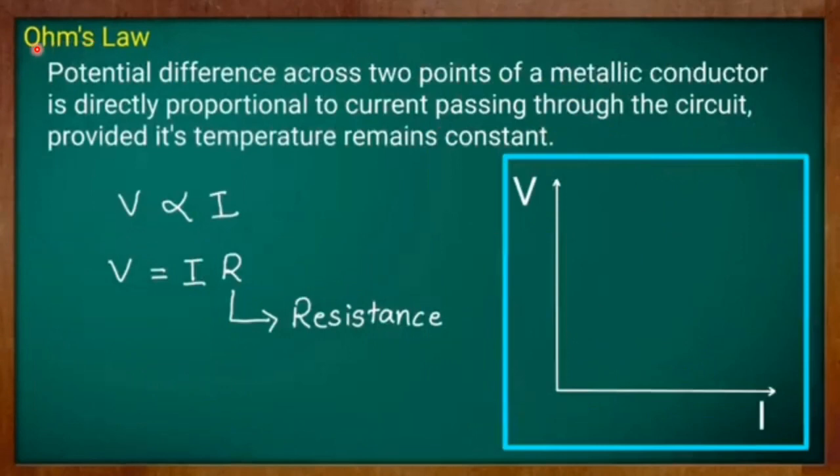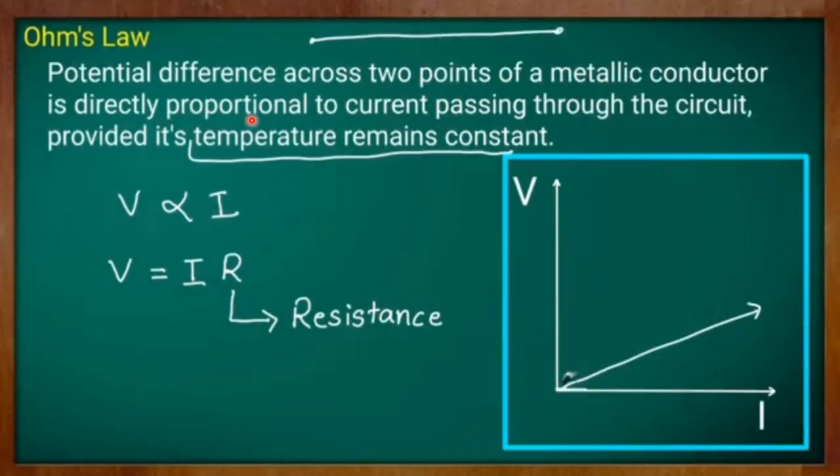Now let us state Ohm's law. The statement of Ohm's law will be like this. The potential difference across 2 points of a metallic conductor is directly proportional to the current passing through the circuit, provided its temperature remains constant. When you take any conductor, the potential difference across its ends will be directly proportional to the current passing through it. Here one thing you have to note down, that is the temperature remains constant.